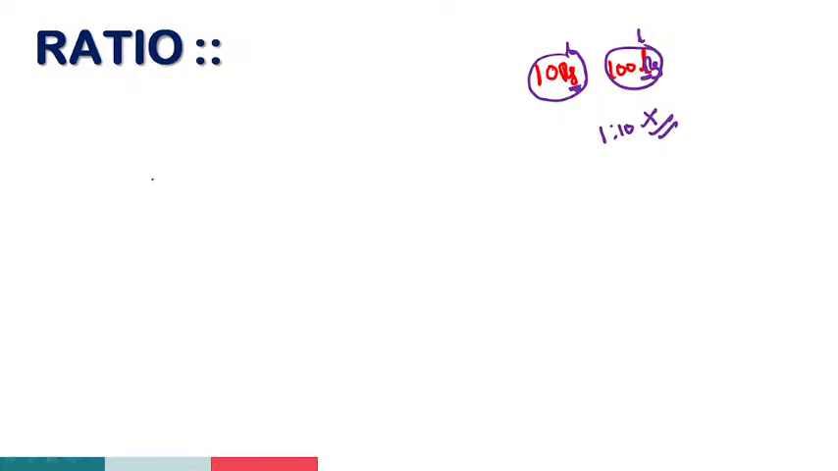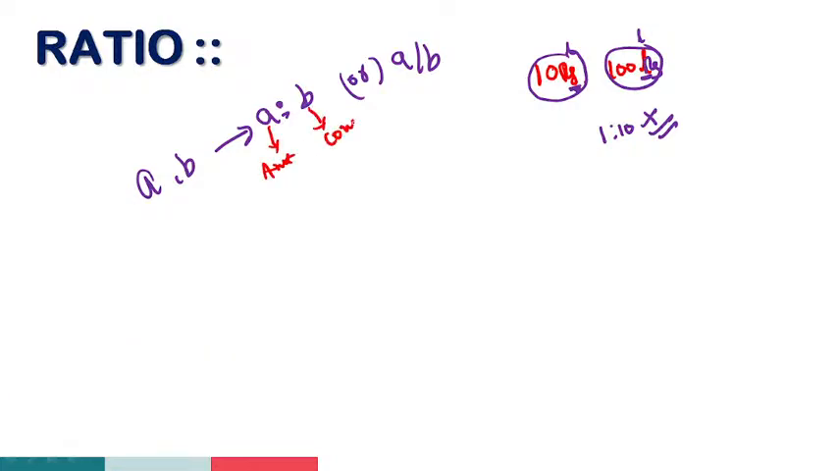For example, for A comma B, the ratio is A is to B or A by B, same thing. Here A is the antecedent and B is the consequent. For example, 30 is to 35. What is the ratio, guys?